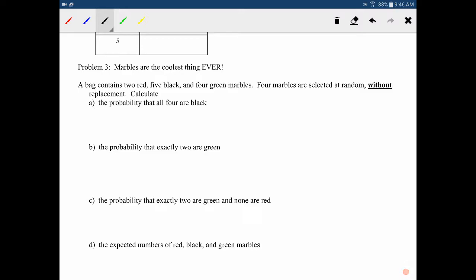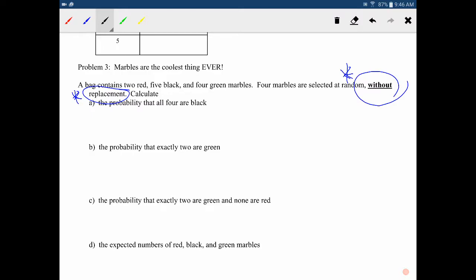So marbles, we've got a bag that contains 2 red, 5 black, and 4 green marbles. 4 marbles are selected at random. Now this is without replacement. This is good. This right here, the without replacement part. That is a very big hint that this is going to be a hypergeometric question. Now, obviously, today, everything's going to be a hypergeometric question because that's what we're learning. But down the line, that will be very helpful to realize that without replacement is going to make it dependent, which means it's going to be hypergeometric.